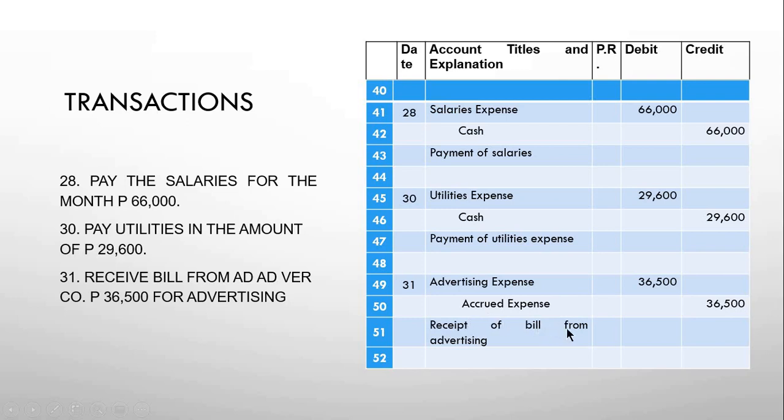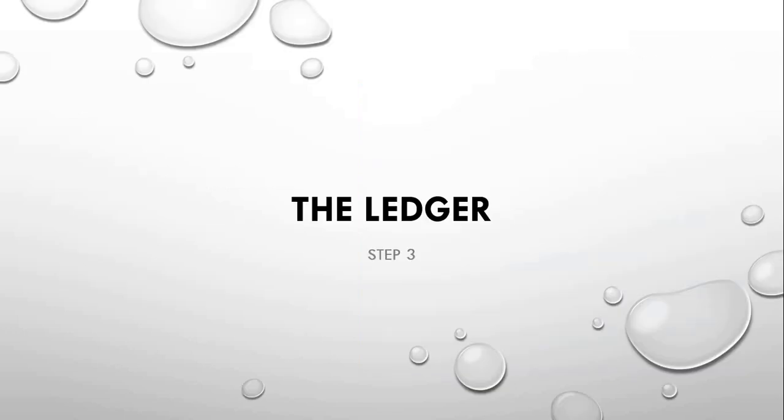Explanation, receipt of a bill from advertising. Again, hindi siya binayaran, kaya liability siya. Payable siya in the future. Okay, credit, a liability account, accrued expense. So that's the journalizing, that's the step 2, no, journalizing of transaction or preparing journal entries. Okay? Now, tapos na tayo mag-journal.